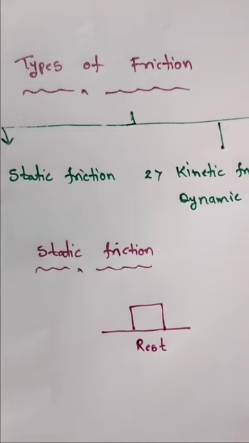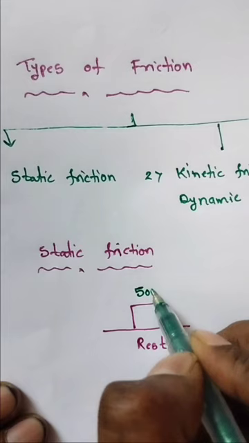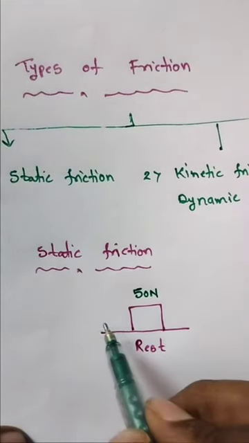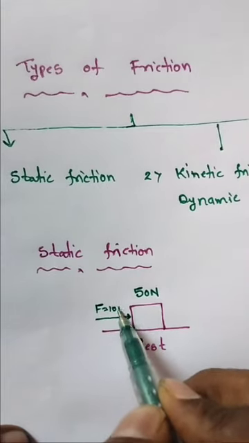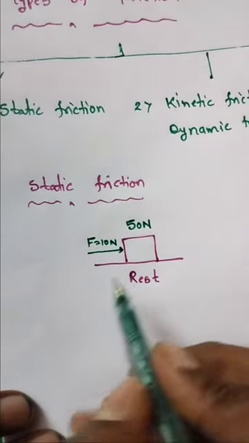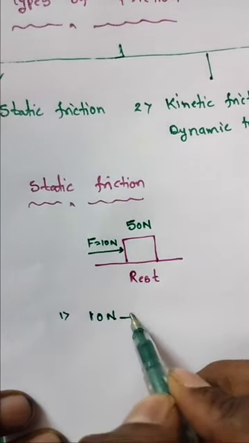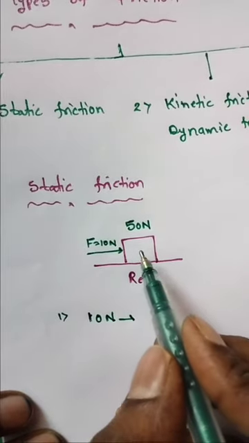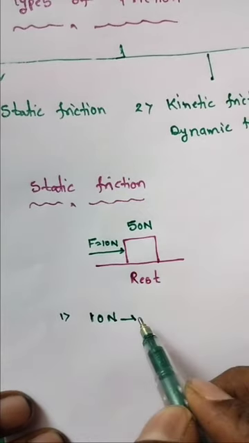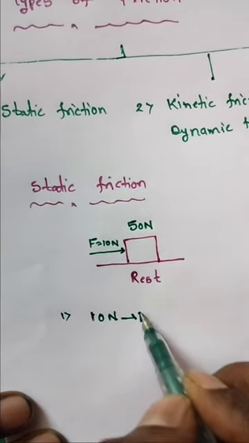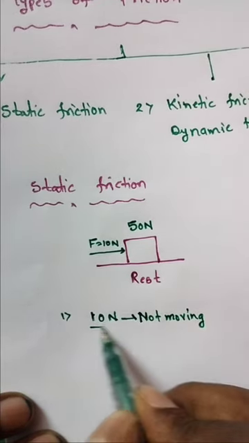Here I apply some force. Suppose the normal reaction is 50 Newtons. In the first case, a force of F equal to 10 Newtons is applied on this object. The object does not move, because this force is very small.